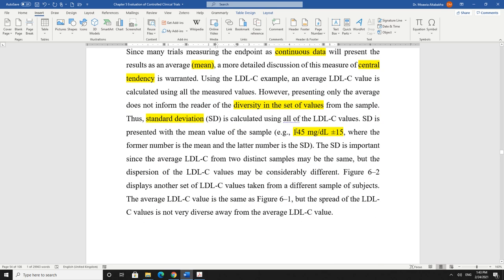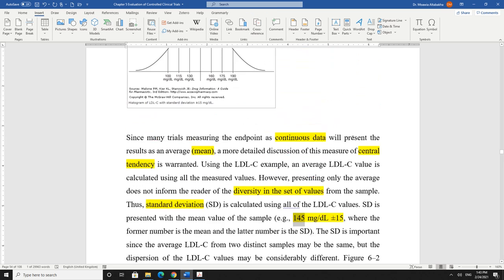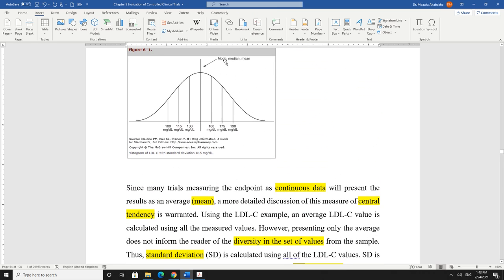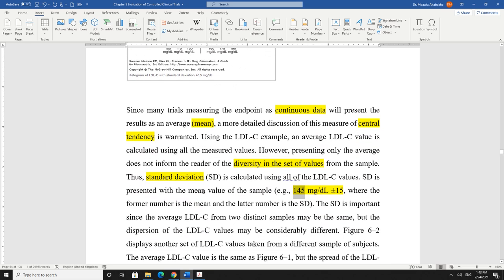Look here, the average or the mean, which is the same as the mode and median. The mean cholesterol level is between 130 to 160. It's 145. So this is the mean, 145. Then when they calculated the standard deviation, they found that it is 15.